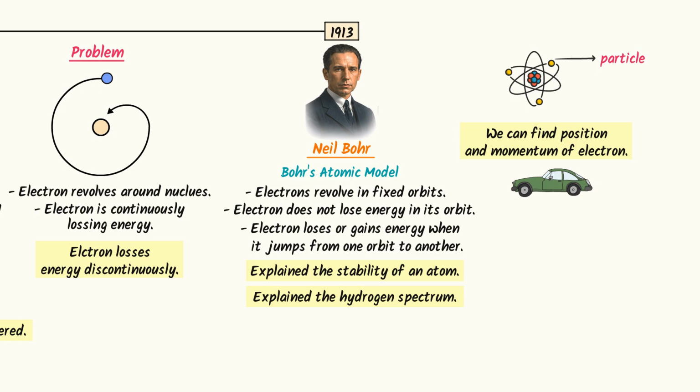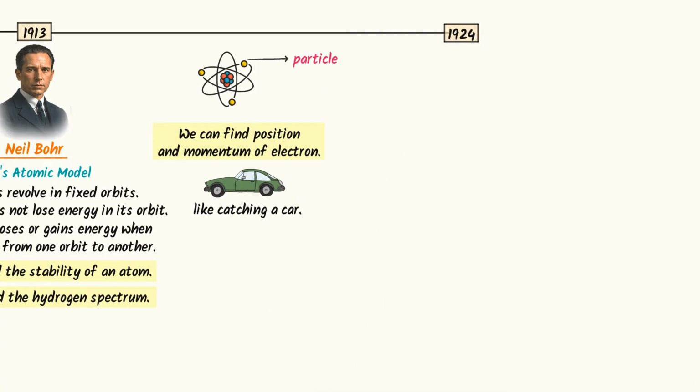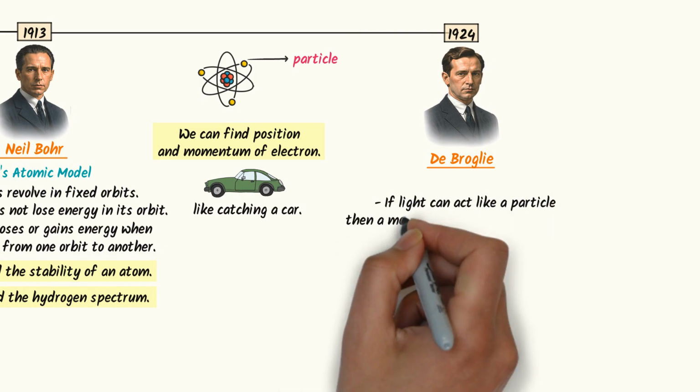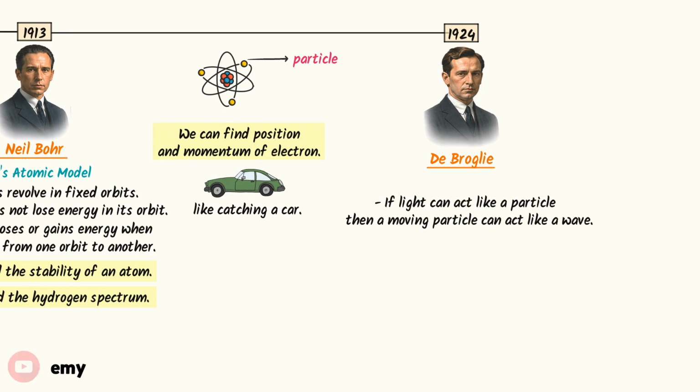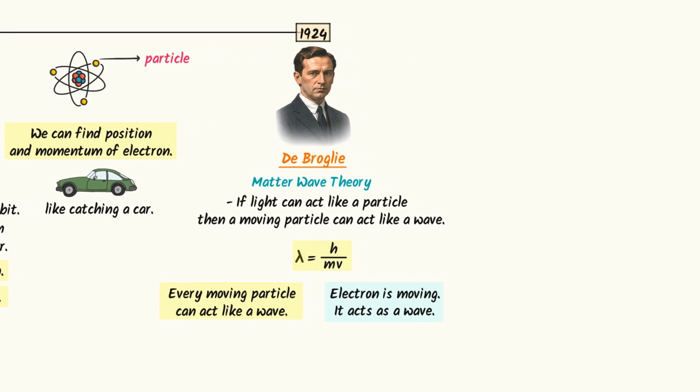Now listen carefully, because we are entering the modern age of science. In 1924, de Broglie proposed something unbelievable. If light can behave like a particle, maybe particle can behave like waves. He presented matter wave theory, lambda is equal to h upon mv. According to this theory, every particle can behave like a wave. It means electron is a particle, so electron can also behave like a wave. Thus this was the best equation that will solve many things in coming years.